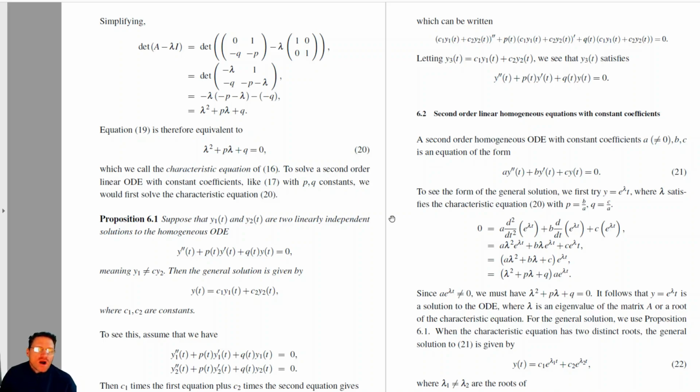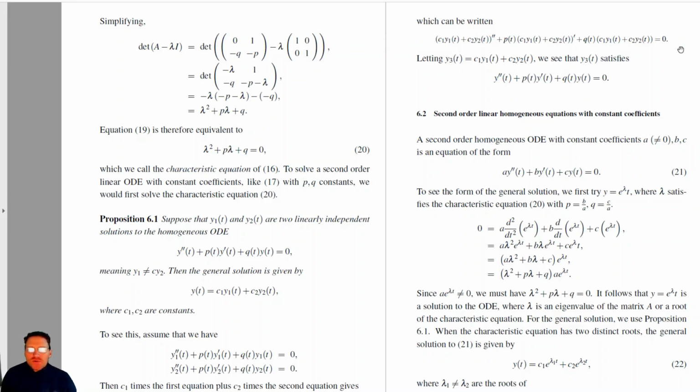So let's have a look at why this might be. Assume that we have two solutions, y1 and y2, so then both of them would satisfy this equation up here. Now c1 times the first equation plus c2 times the second equation gives us this line at the very bottom. We just multiply those constants and add, and we have 0 on the right hand side. Now we can put the second derivatives together, the first derivatives together, and the y1 and y2 together, and that looks like what we have here on the top right.